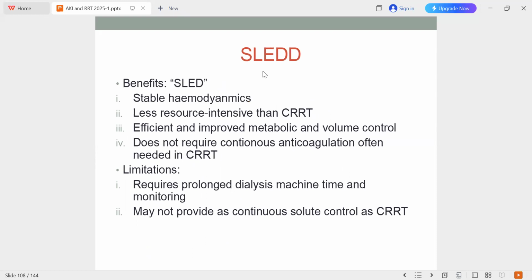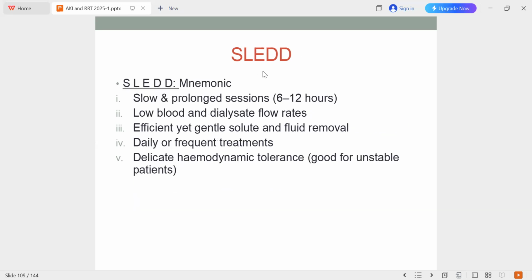So what are the benefits? Also remember SLED. Stable hemodynamics, it is less resource intensive than CRRT, is efficient, and provides improved metabolic and volume control. And remember that it does not require continuous anticoagulation, which is often needed in CRRT. The limitations of SLED include a requirement for prolonged dialysis machine time and monitoring. So it can also be labor intensive and may not provide as continuous solute control as CRRT.